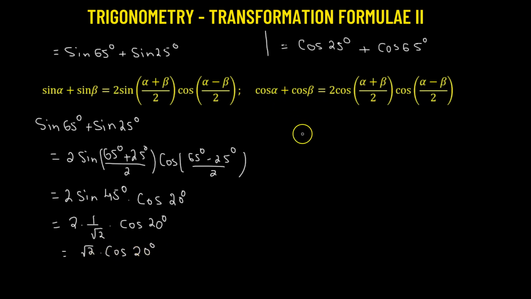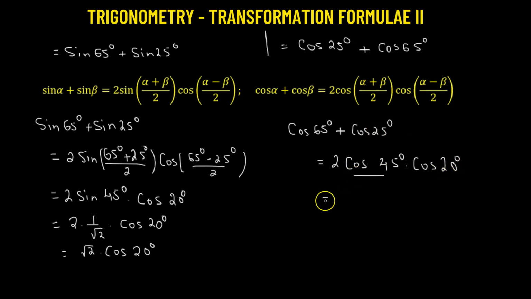Similarly, if we use the second transformation formula, then we have cosine of, let's write 65 degree first, added to cosine of 25 degree. So here, alpha is 65 and beta is 25. And this is going to give us 2 times cosine of 65 plus 25, so that's going to be 90. 90 over 2 is going to be 45 degree, multiplied to cosine of 65 minus 25, which is 40. 40 over 2 is going to be 20 degree. So cosine 45, that's also 1 over square root of 2. So we get 2 times 1 over square root of 2 times cosine 20 degree. So this way also we're getting the same result, which is square root of 2 times cosine of 20 degree.